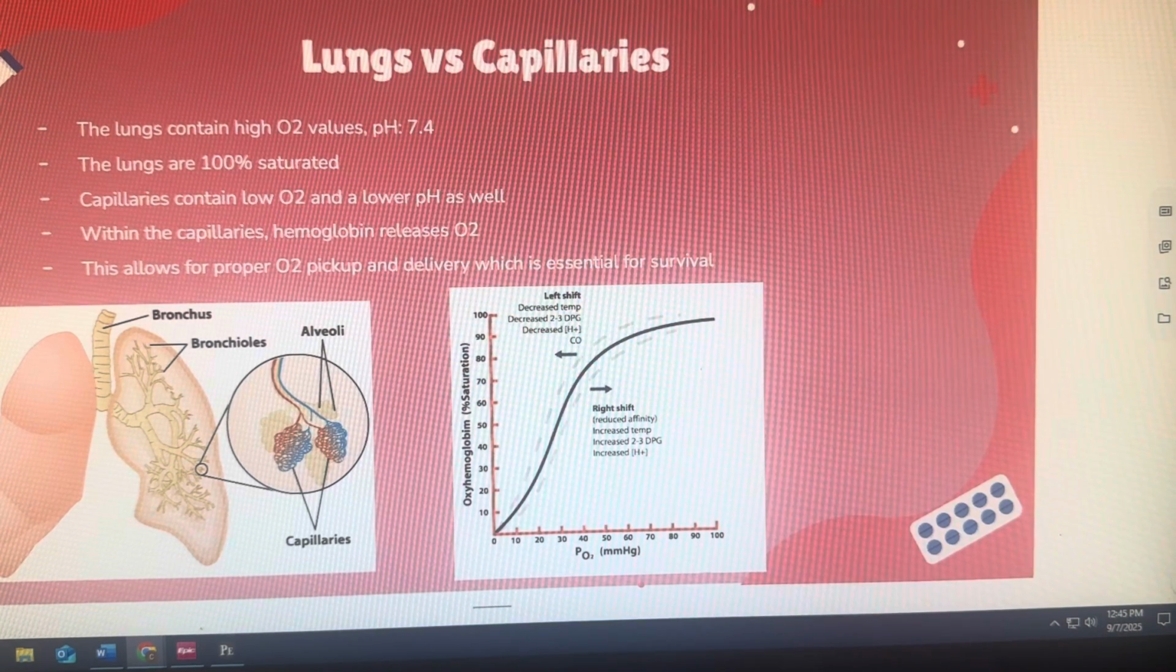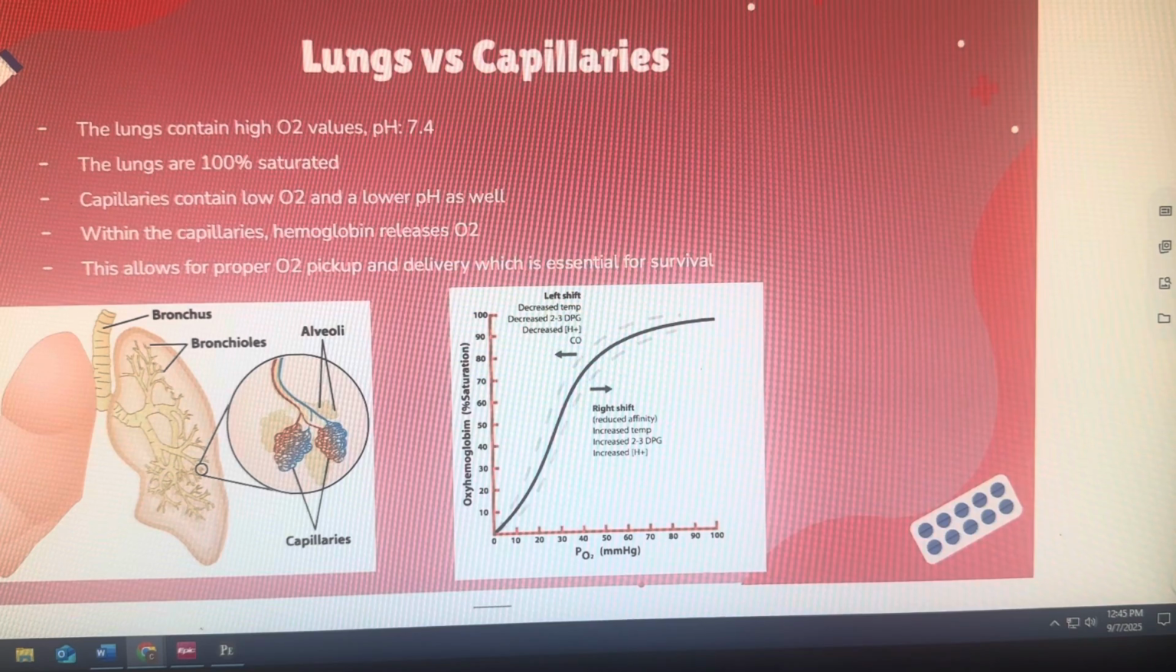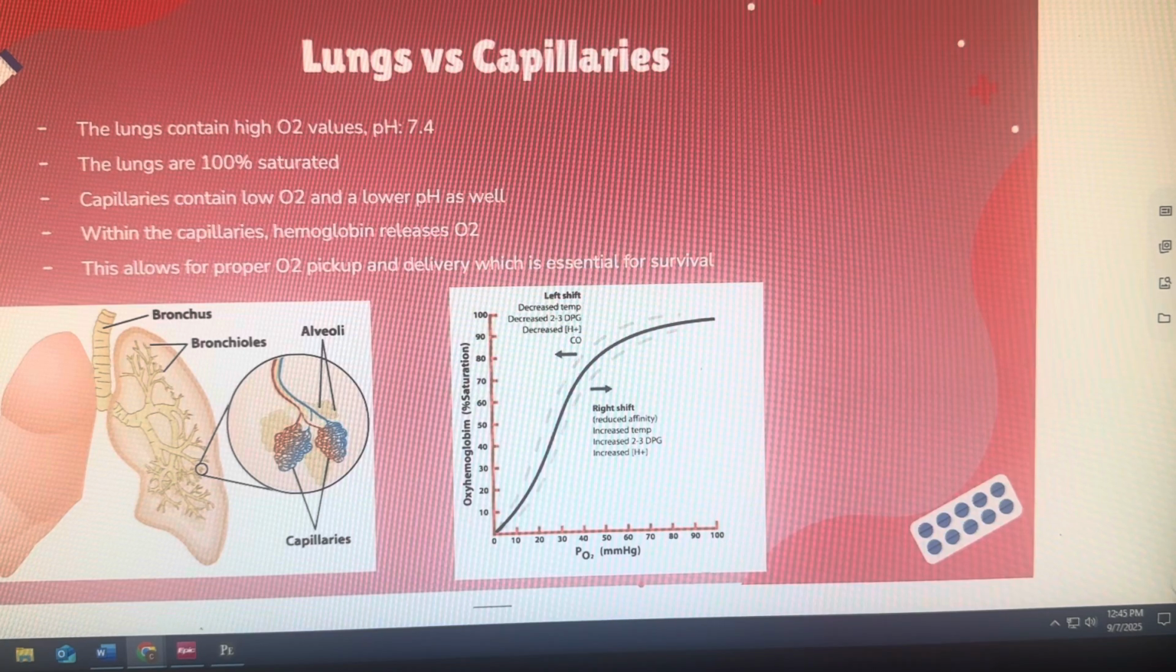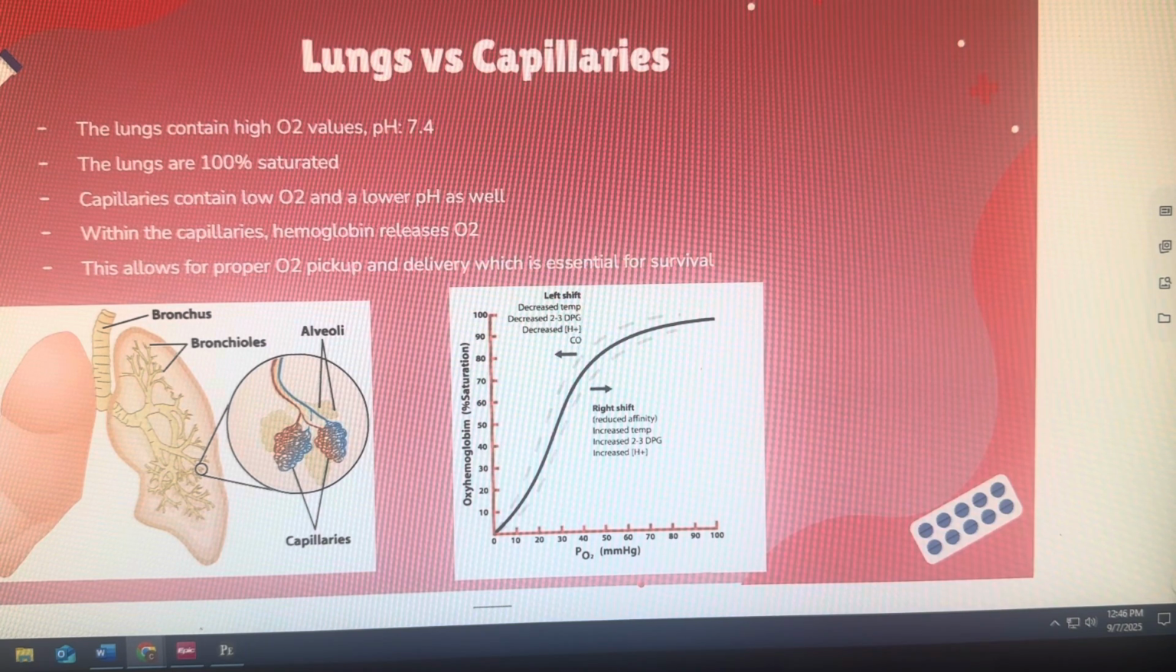Now let's compare what happens between them. In the lungs, oxygen levels are very high. Because of that, hemoglobin is almost fully saturated, close to 100%. That means nearly every hemoglobin molecule is carrying its maximum load of 4 oxygen molecules. The pH in the lungs is about 7.4, which also helps hemoglobin hold on to oxygen tightly.